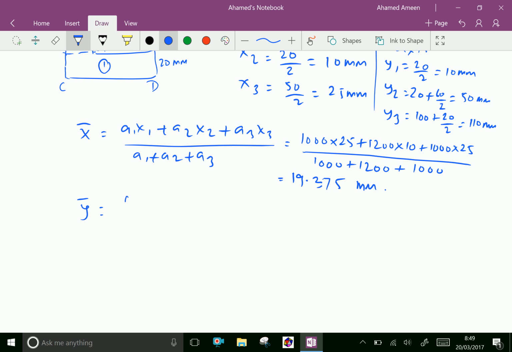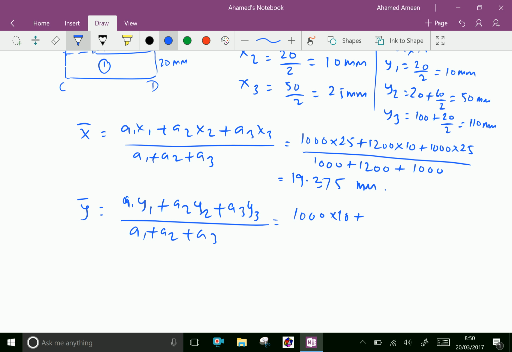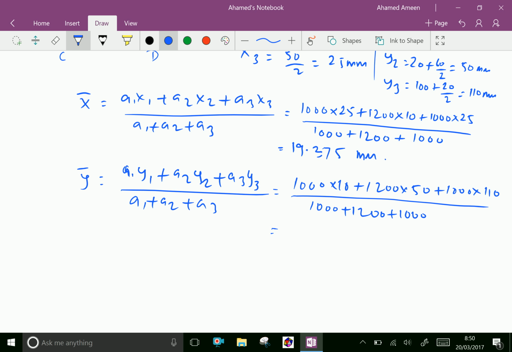Now let us calculate y bar. Y bar equals A1 y1 plus A2 y2 plus A3 y3 over A1 plus A2 plus A3, which is equal to 1000 into 10 plus 1200 into 50 plus 1000 into 110 over 1000 plus 1200 plus 1000. By calculation, we get 56.250.